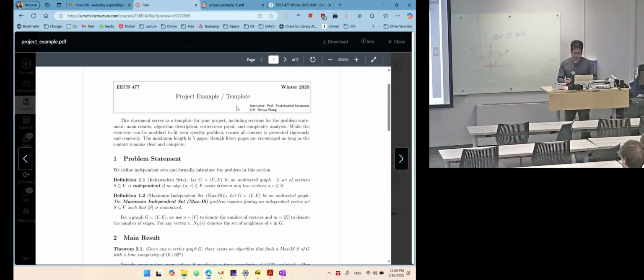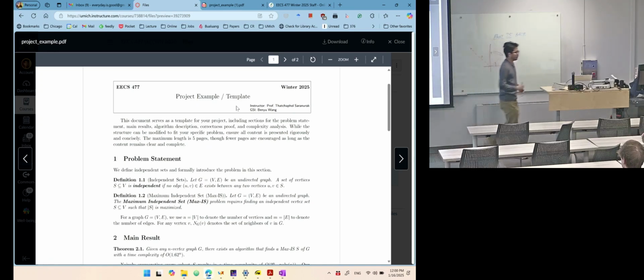Okay, so let's start with some logistics. So I just uploaded what I mean by doing a project. This is an example of a project. What you need to do for the project is first to write a report, and it's supposed to have a problem statement of the result that you are interested in, the main result, an algorithm description, a correctness proof, and complexity analysis. And this whole thing shouldn't be longer than 5 pages.